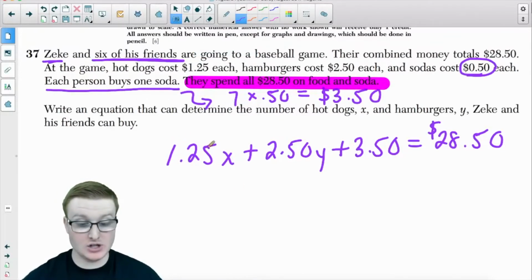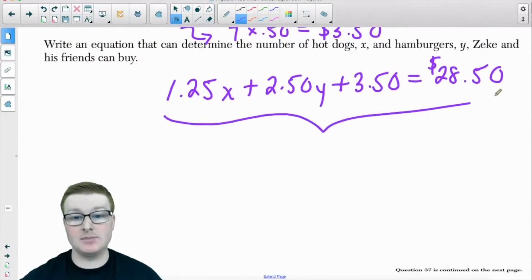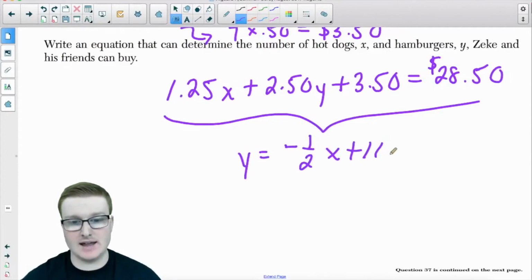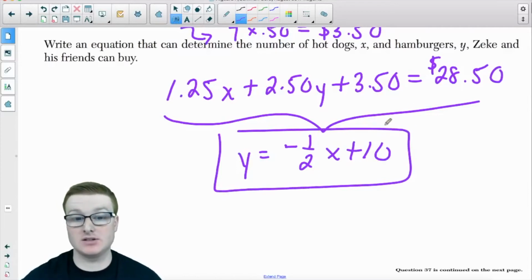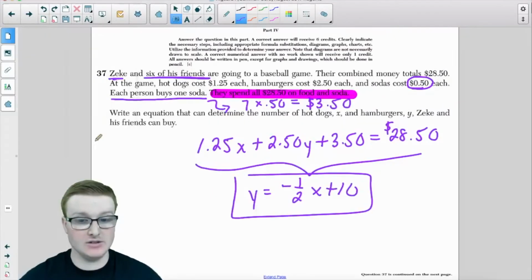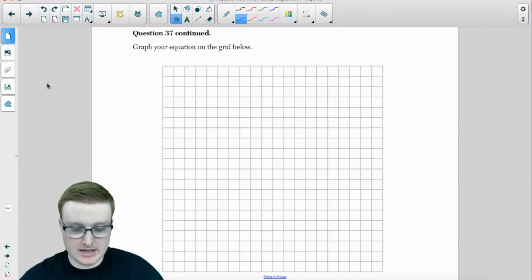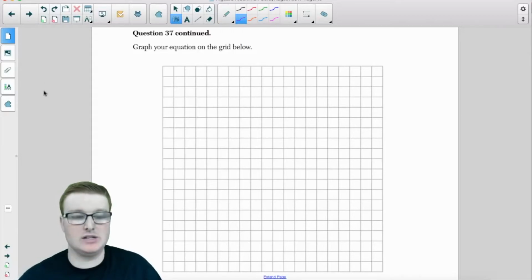So write an equation. That's it right there. You could write it as that, or I like to simplify it. In this simplified version, it's y equals negative 1/2 x plus 10. This is also correct, or the top way is also correct. You could just convert this into the y equals form of a line, and you'll see right now why I did that. It says graph your equation on the grid below. Easy peasy. Now we just converted it to y equals negative 1/2 x plus 10. Let's go ahead and do it.